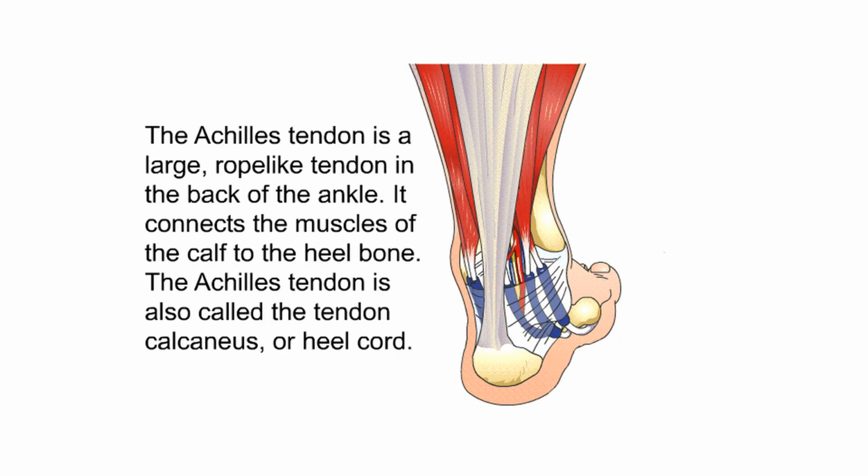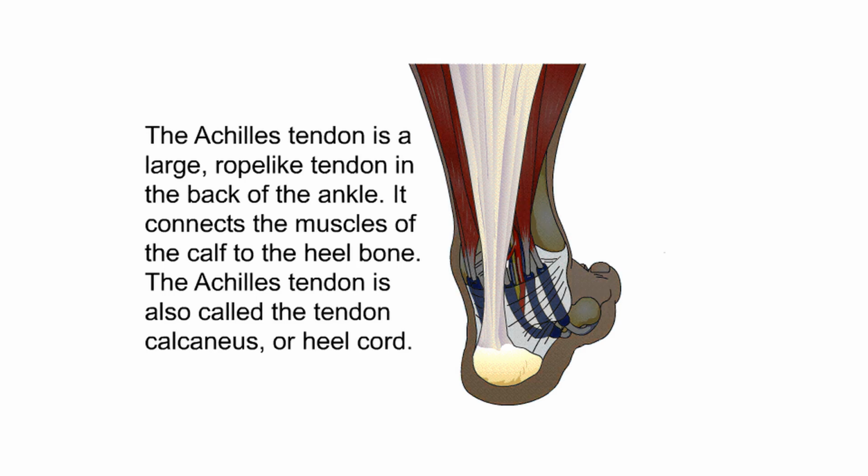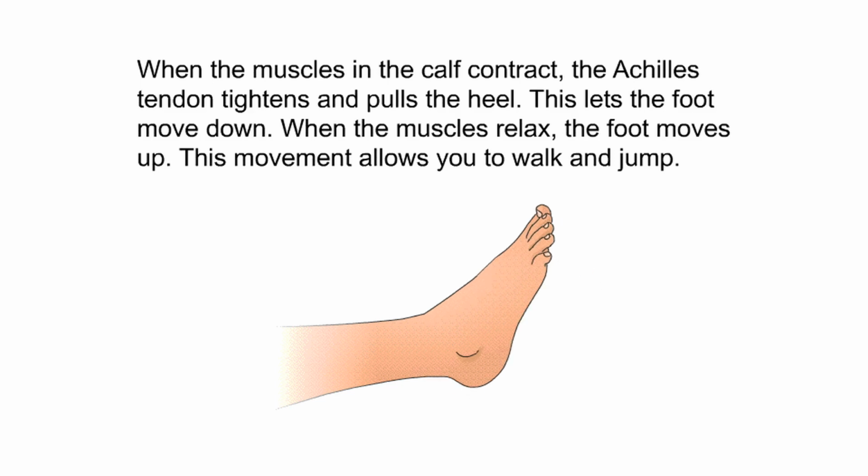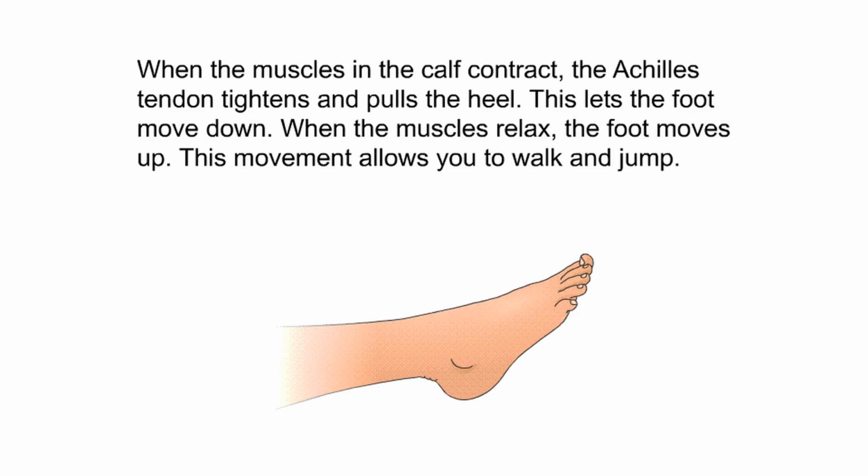The Achilles tendon is a large rope-like tendon in the back of the ankle. It connects the muscles of the calf to the heel bone. The Achilles tendon is also called the tendon calcaneus or heel cord. When the muscles in the calf contract, the Achilles tendon tightens and pulls the heel. This lets the foot move down. When the muscles relax, the foot moves up. This movement allows you to walk and jump.